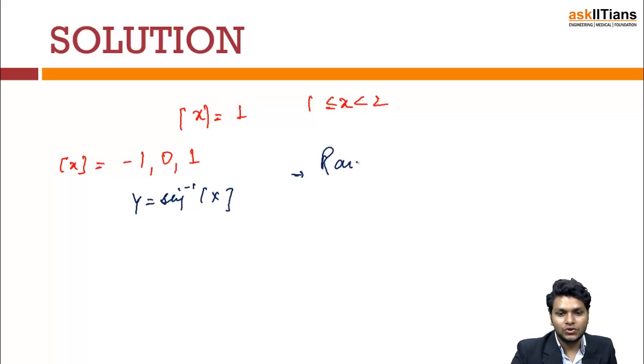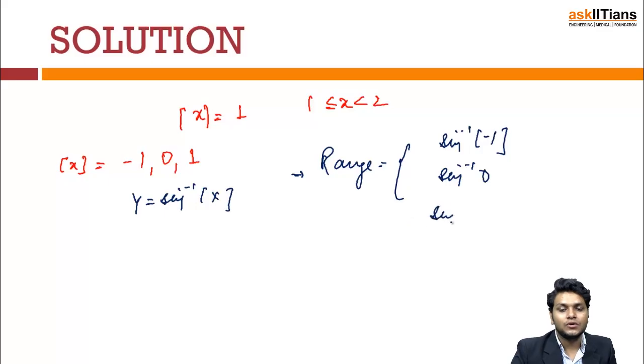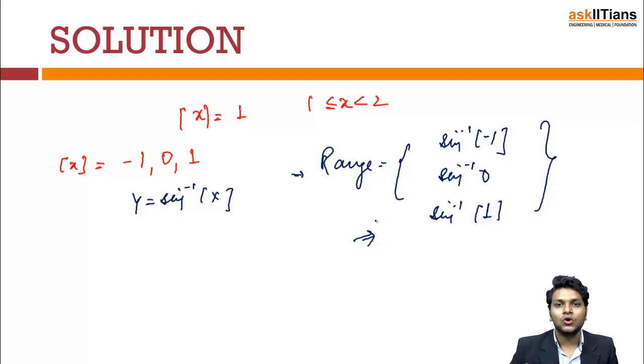So in order to find out the range, I can say that the first value is sine inverse of minus 1, the second value is sine inverse of 0, and the third value is sine inverse of 1. So these are the 3 values that will be there, and hence we get the range of the given function, sine inverse of the greatest integer function of x. This is how we use graphs in questions. We try to understand what the domain of the function was, what the possible range could be, or what possible methods I can use towards finding the answer.